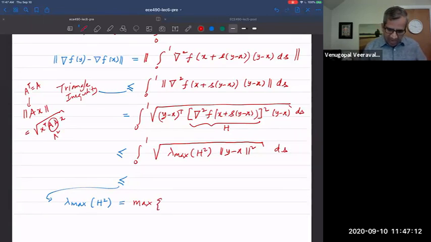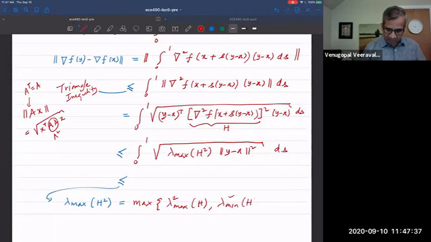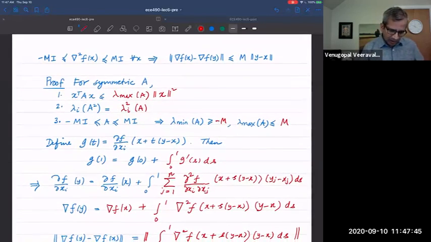So this will be less than the max of lambda max. So suppose lambda max of H is plus 2, and the lambda min of H is minus 4, then lambda min squared is larger, right? So lambda max of H squared will be less than the square of lambda min squared and lambda max squared. But each of these is less than m squared by the condition here, right? By the condition here.